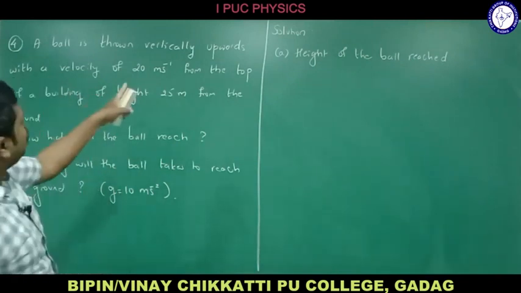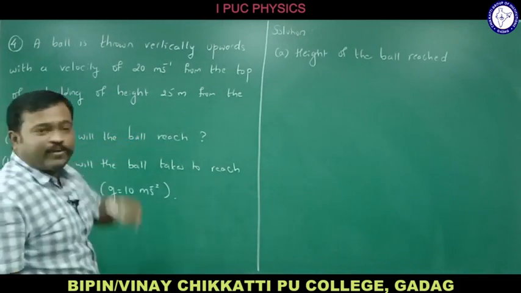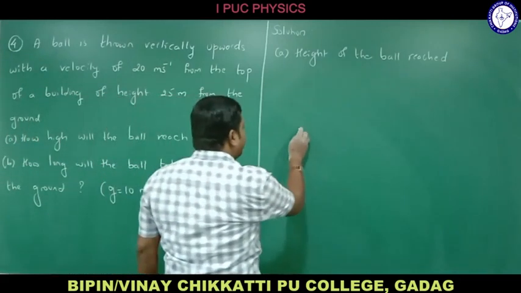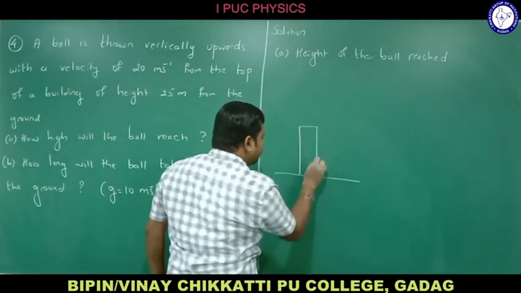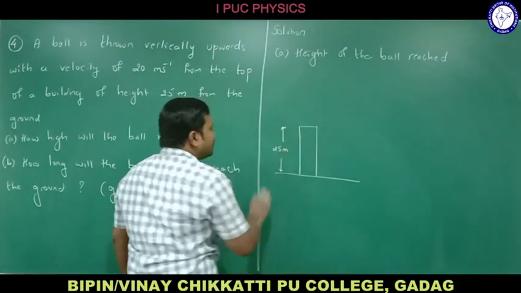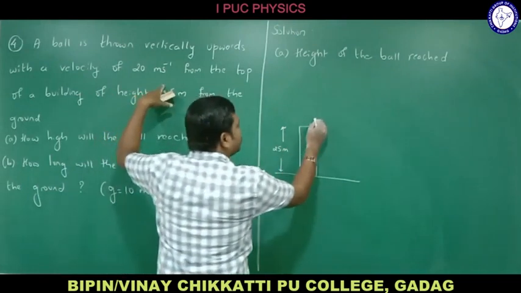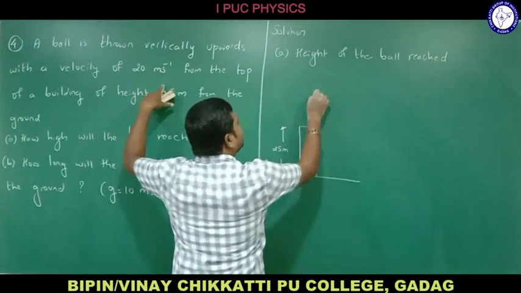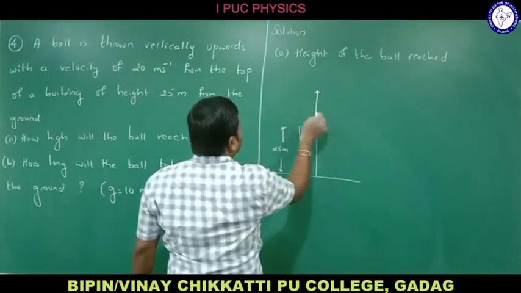A ball is thrown vertically upwards with a velocity of 20 meter per second from the top of a building of height 25 meter. Let us take a building now here. See here, this is the ground and it is the building. How much is the height? 25 meters is the height of the building, right? And you are standing at the top and you are throwing a ball. There is a ball and you are throwing it upwards.